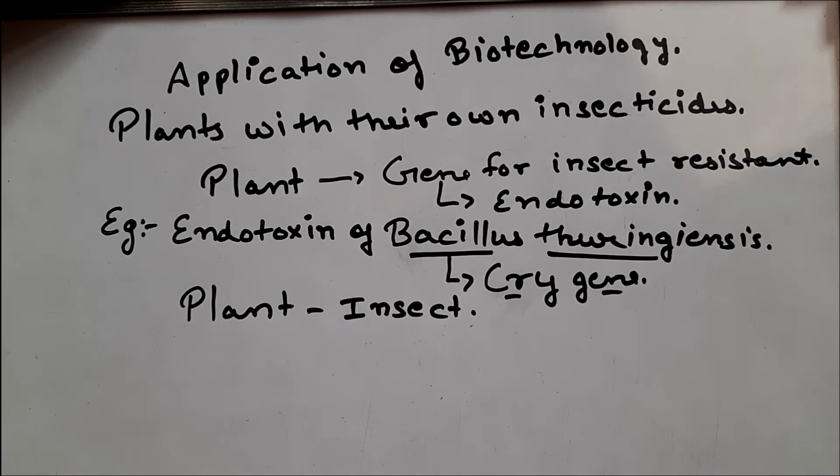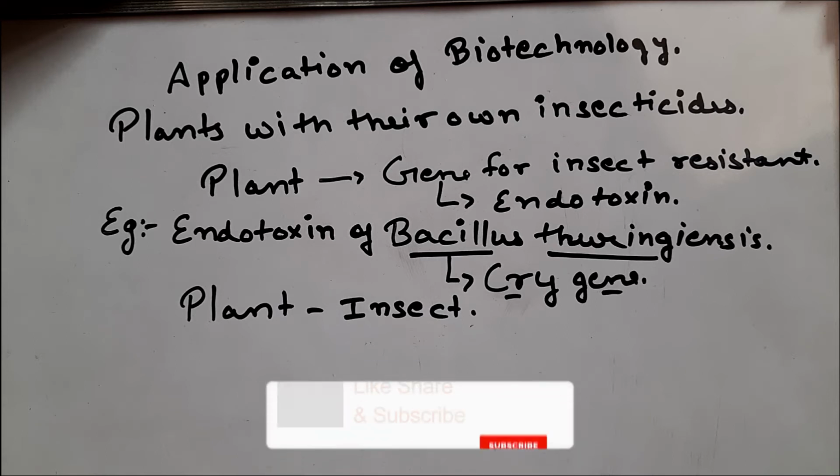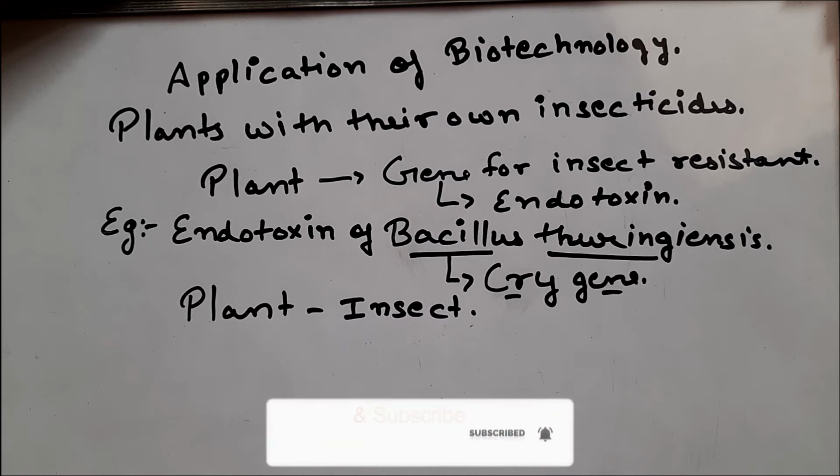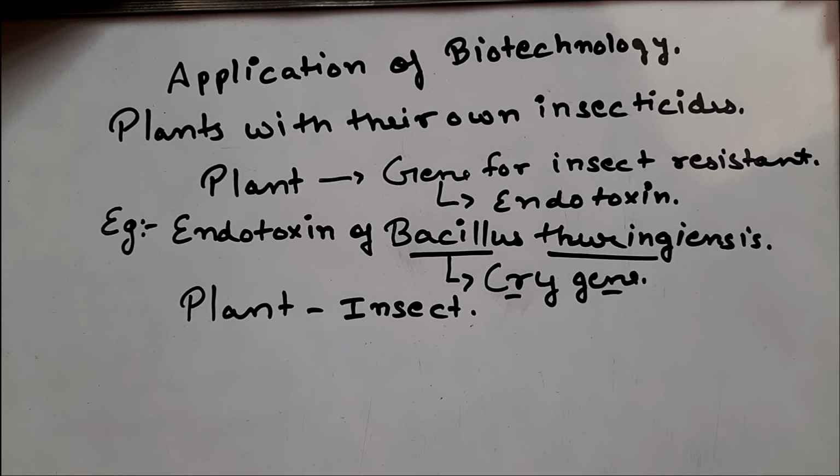This is an important point also with respect to the exam because many questions are formed from this point in the exams. So you have to remember that insects die due to starvation. Pores are made in the mid-gut of the insects, and Bacillus thuringiensis, cry gene and these points.